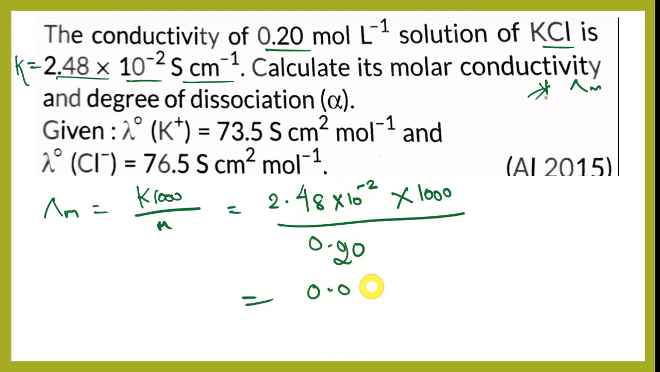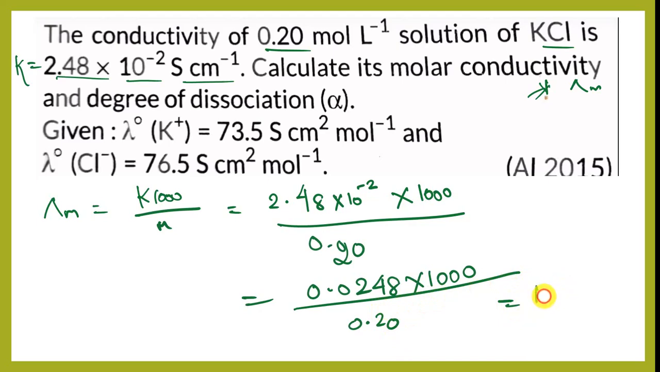So this can be written as 0.0248 into 1000 by 0.20, am I right? So this is equal to 124, right? 124 Siemens centimeter square per mole. So we have calculated the molar conductivity of the solution.